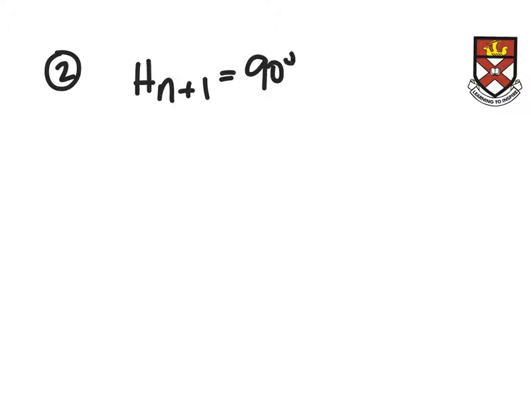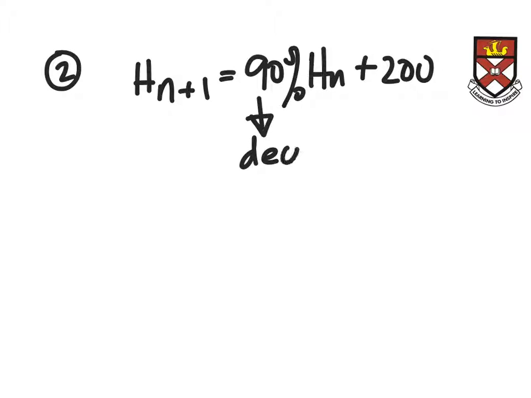Question 2 is a lot easier. It's one of these recurrence relations. So the amount of hair that Dandruff has next day is 90% of the hair he's got just now, plus the extra 200 hairs that grow. Okay, turn that into a decimal, and then work out the limit. That will tell you the level of hair that it goes to.